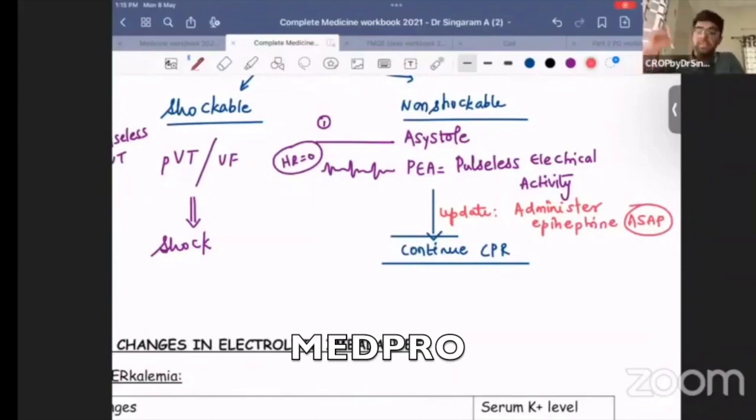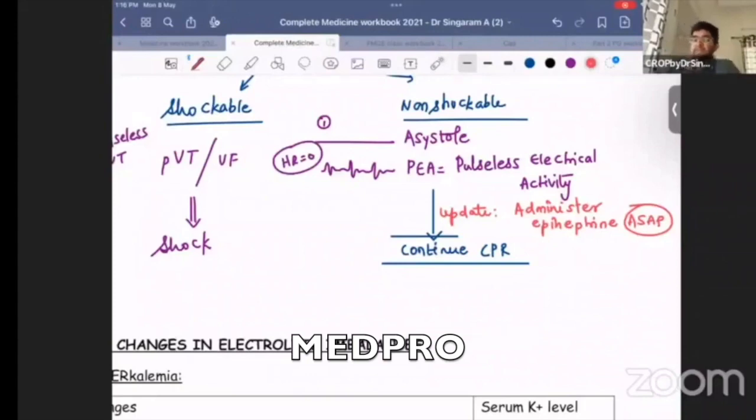You know what was the previous teaching? The previous teaching was, if it is a non-shockable rhythm, you continue CPR and last only you give adrenaline or epinephrine. But now they are saying, if it is a non-shockable rhythm, as early as possible you give adrenaline and then you continue CPR. Because many studies have proven that in a non-shockable rhythm, early administration of adrenaline or epinephrine is found to have a better outcome. That is why now first you give epinephrine and then you continue CPR for a non-shockable rhythm. I hope it is clear till this point of time.